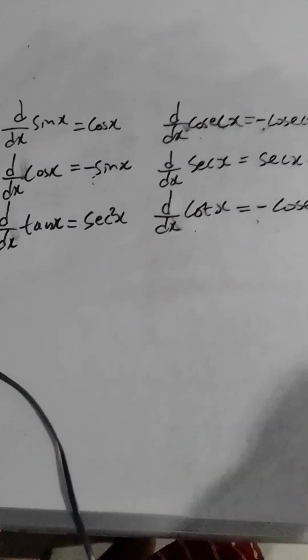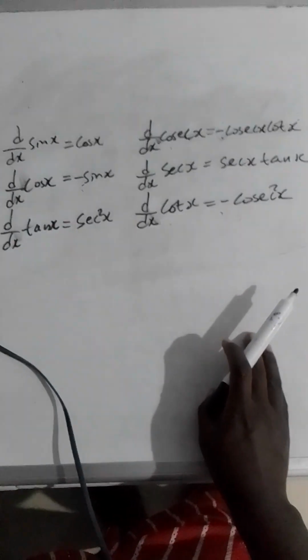And then just remember once again, all the ratios that start with co, their derivatives have a negative. Okay, or start with a negative. And those are the derivatives of the trigonometric functions.